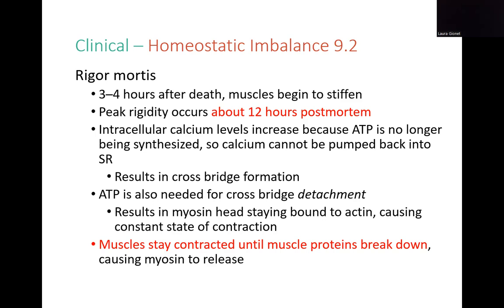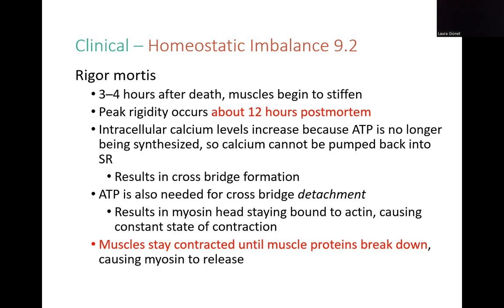So even though you don't need muscle contraction, we don't have the ATP to pump the calcium back. So the calcium is binding to the troponin-tropomyosin. It uncovers the binding site on actin, so myosin can make contact with it. All right. The myosin head has the power stroke, but then it can't let go because we don't have the ATP available and being made. Right. So ATP is also needed for cross-bridge detachment. This results in the myosin head staying bound to the actin, causing the constant state of contraction or rigidity.